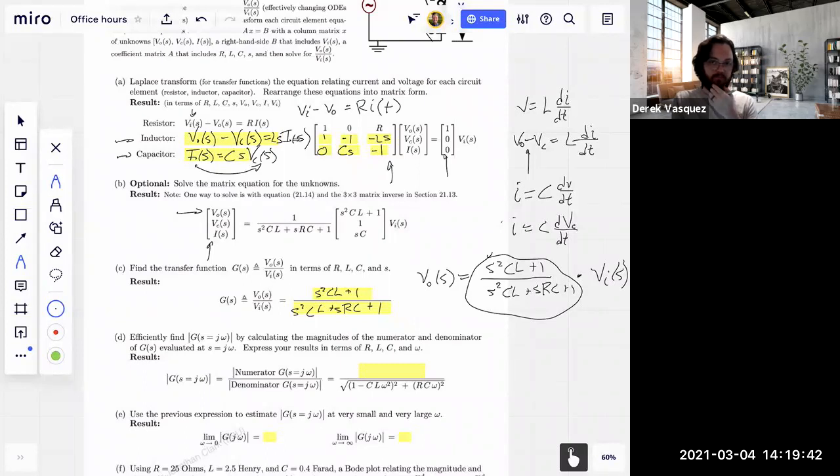How is that our transfer function? I'm a little confused. Sorry, I didn't hear the first part. Can you repeat that, Sarah Lynn? Yeah, you're good. The transfer function.